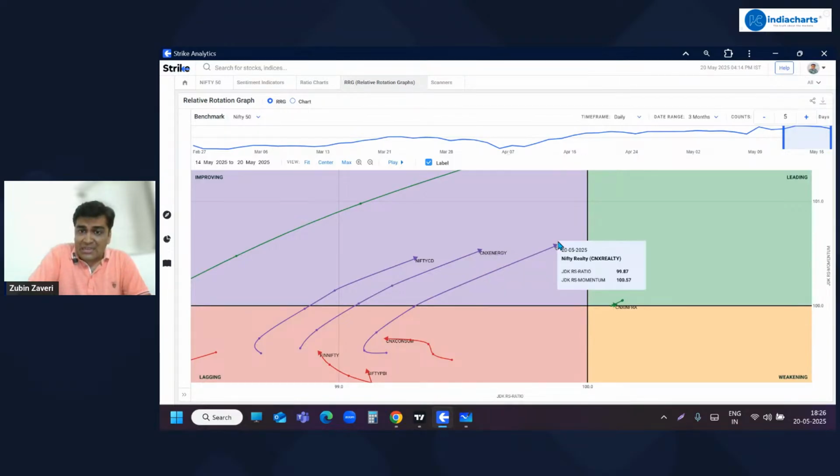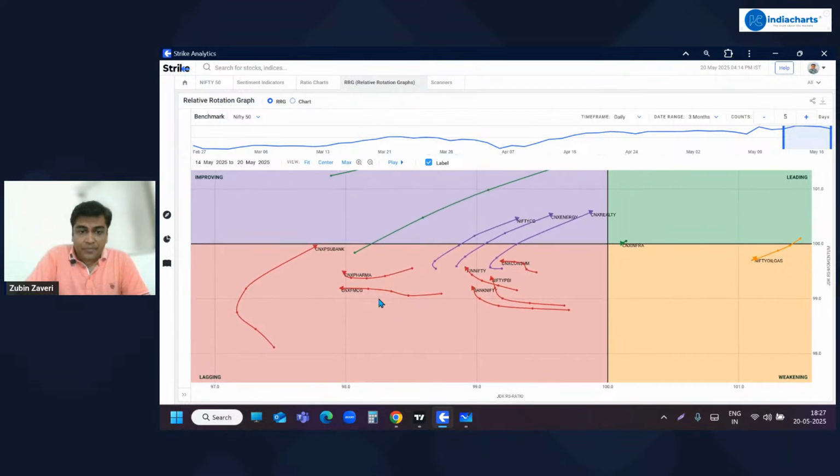But currently, because they are on the left hand side of the quadrant, that is in the improving quadrant, they are still underperformers compared to Nifty. So if Nifty goes up by 1%, these may go up by 0.8%. If the momentum and strength further increase, they will come into the leading quadrant, and these would be the sectors to watch out for in the coming days. Is that clear?